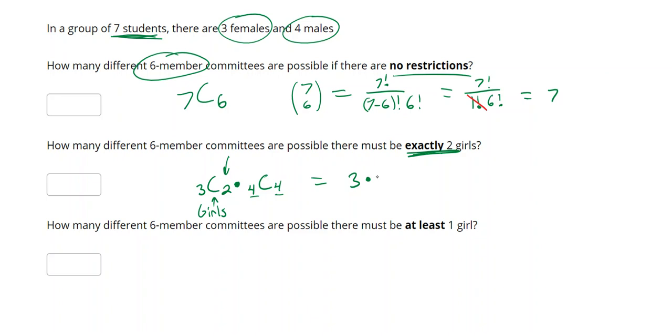So this is just going to be 3 times 1. So this would just be 3. There's only 3 ways that could happen.